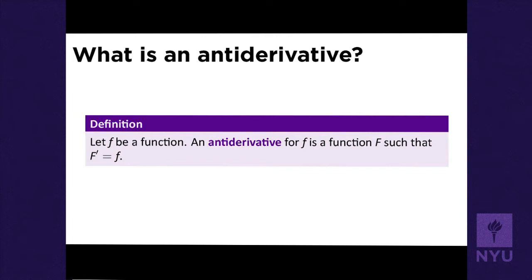Okay, so the basic idea for today is the idea of antiderivative. You have a function, as usual, we'll call our function little f. The antiderivative for that function is another function, capital F, such that the derivative of capital F is little f. It's a function whose derivative is the given function.